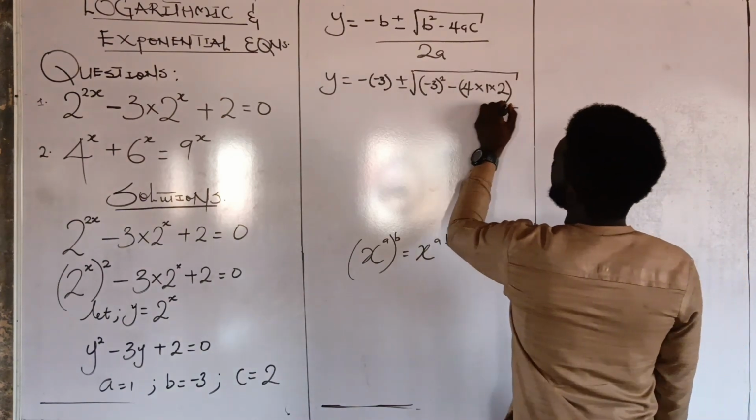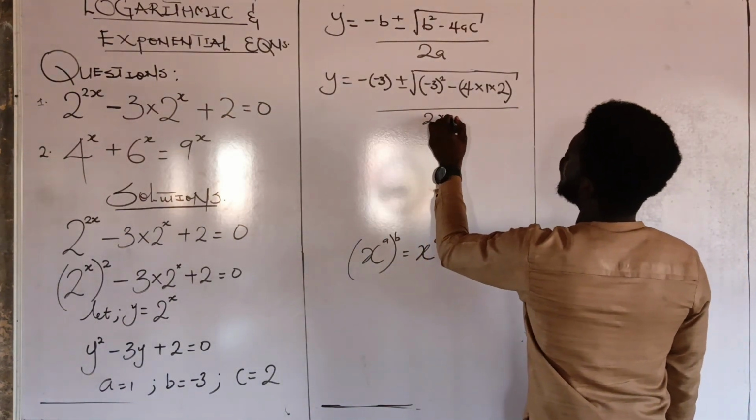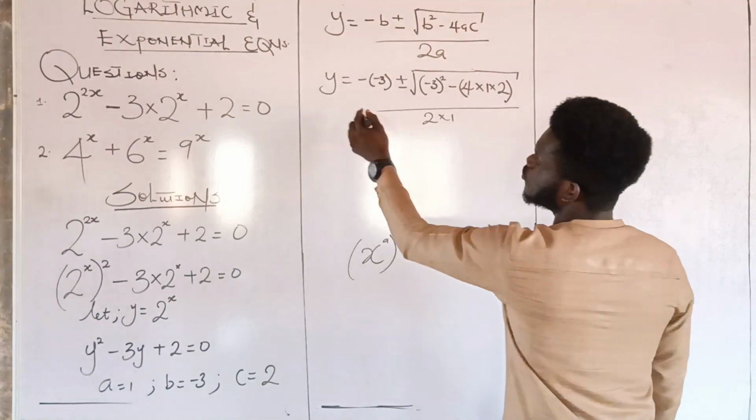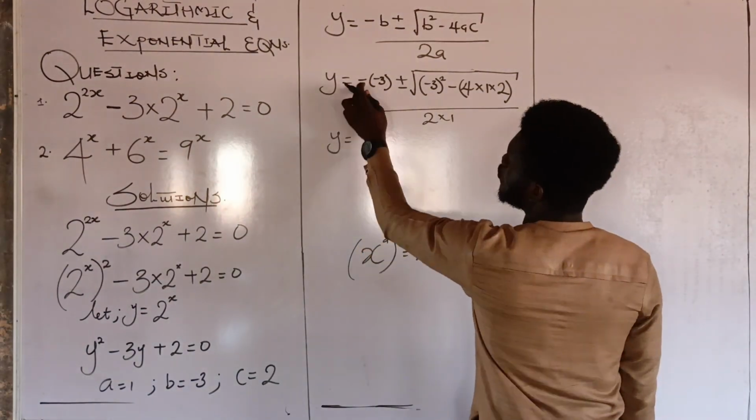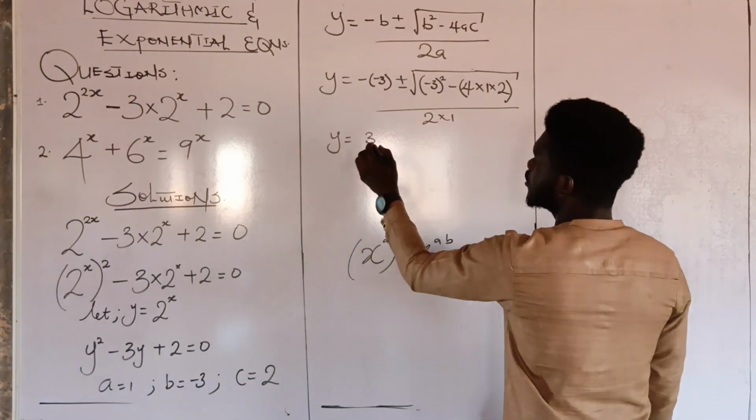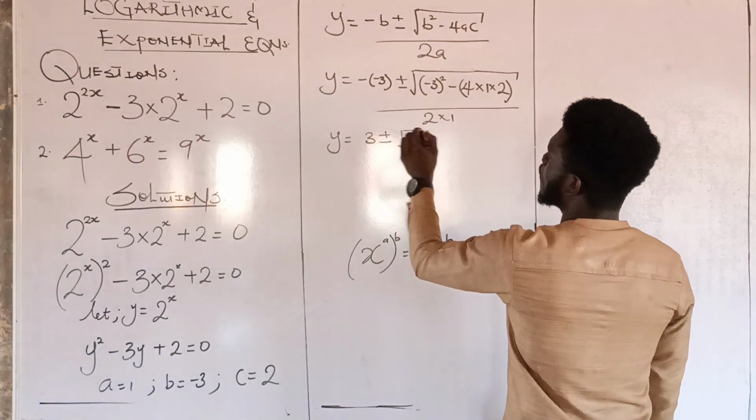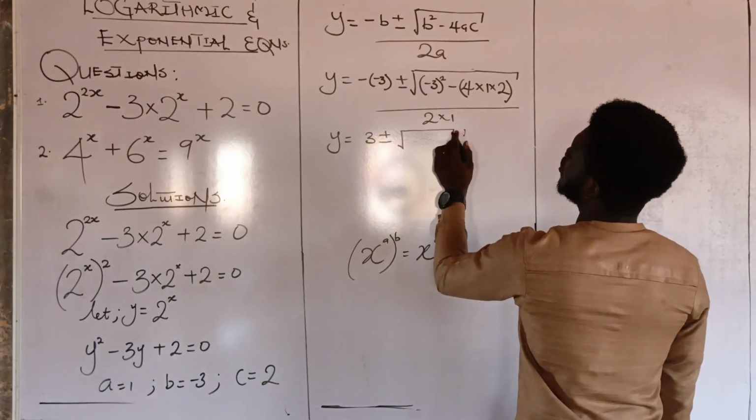So when you do that, everything over 2 times 1, because a is what? Is 1. So now we have that y is equal to minus times minus 3, positive 3, plus or minus. Then let's quickly check what this one will give us.